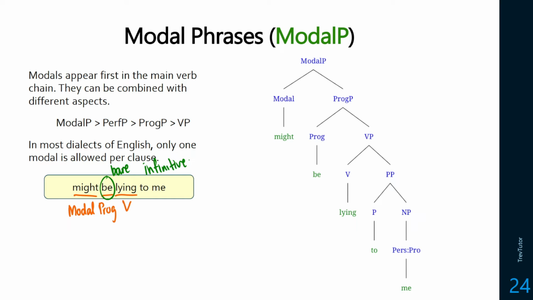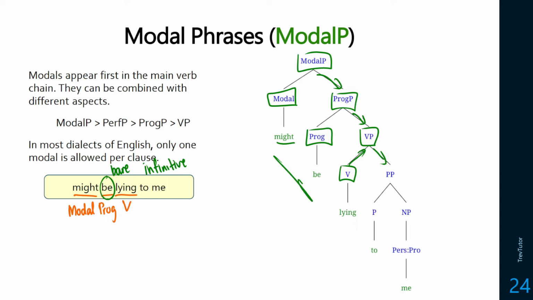So in this case, might is the modal. It builds up into a modal phrase that takes a progressive. So this is be, might be lying, which is a progressive, builds up into a progressive phrase, takes the verb phrase. Lying is a verb, builds into a verb phrase, and to me is the prepositional phrase, and that keeps going on. So that is the verb chain that we have for modal phrases. And now we're able to cover a lot of the different types of simple predicates in English.